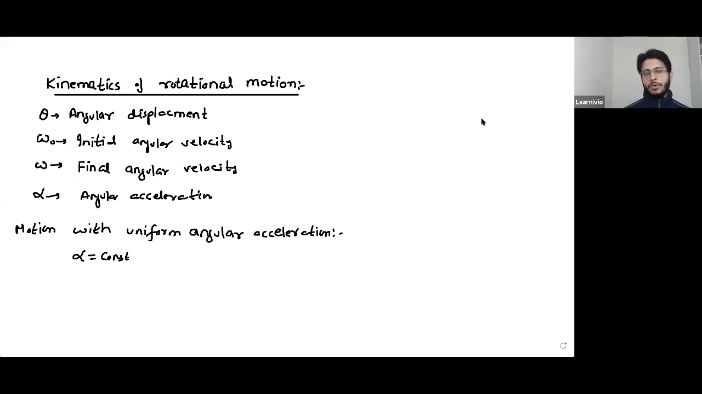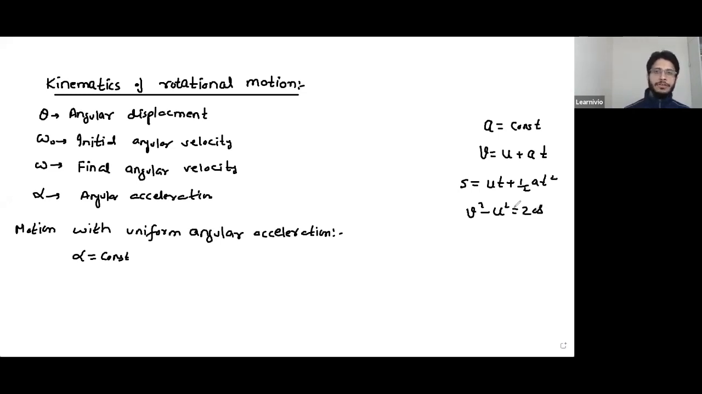If you remember, in uniformly accelerated motion, we take this condition that linear acceleration is constant. If acceleration is constant, then velocity is u plus at. Displacement is ut plus half at square. And v square minus u square is 2as. These three equations we did in uniformly accelerated motion.